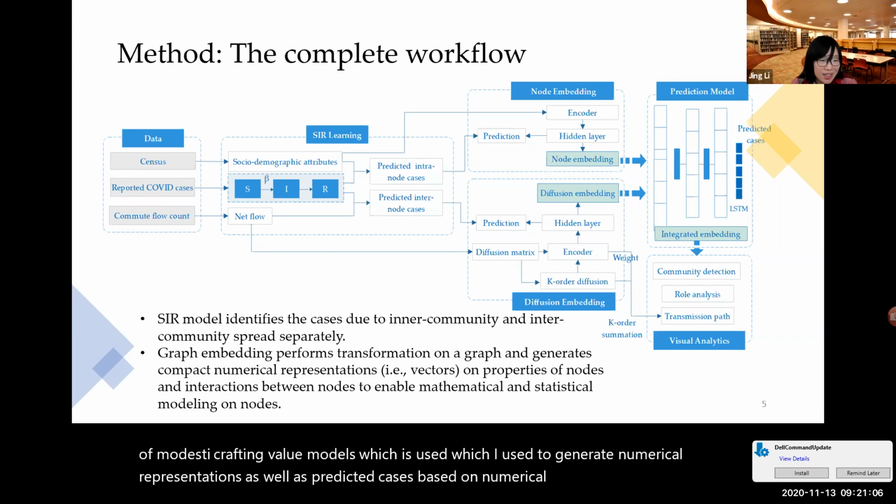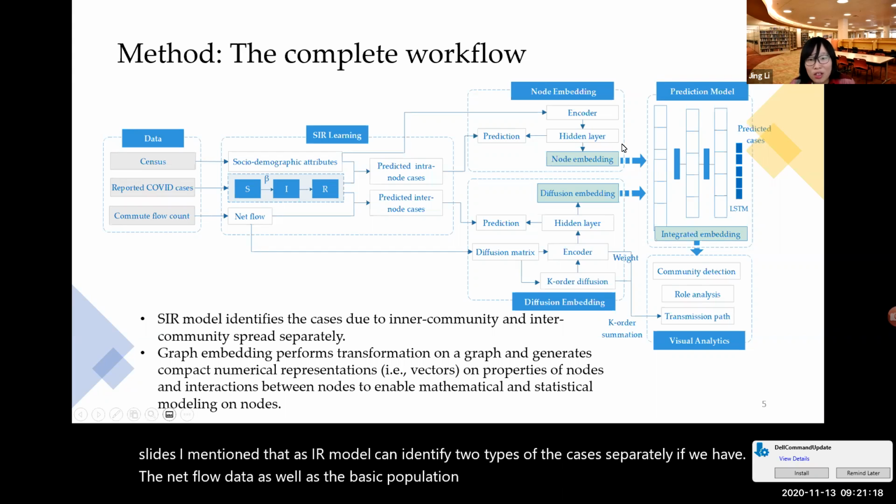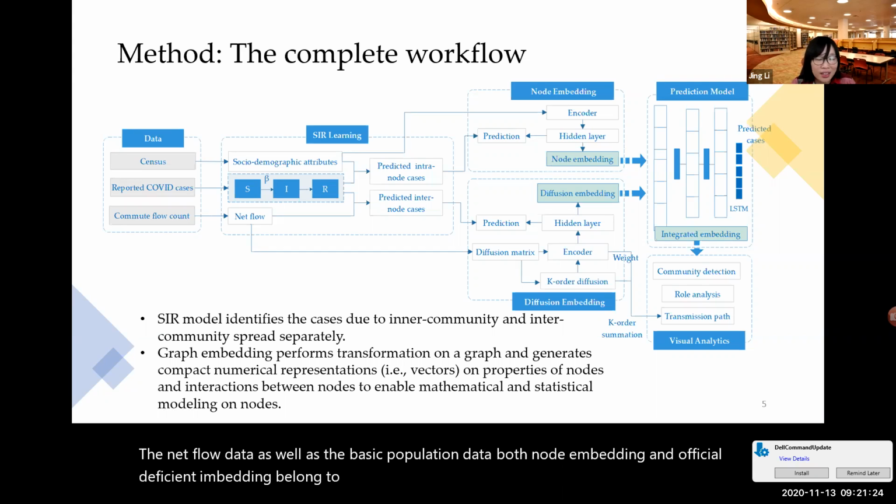In the previous slides, I mentioned that the SIR model can identify two types of cases separately if we have the net flow data as well as the basic population data. Both node embedding and diffusion embedding belong to a type of graph embedding.